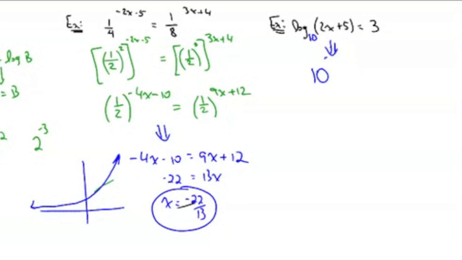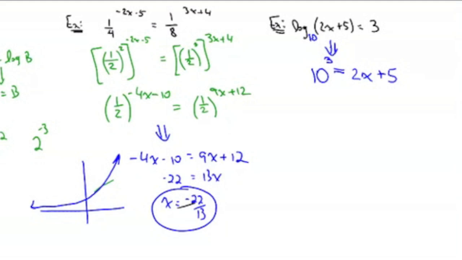3. And it must be equal to what's left over? 2x plus 5. This trick of changing a logarithm to an exponential and vice versa, you need to know that one inside out, upside down. It'll save you on 90% of solving equations.